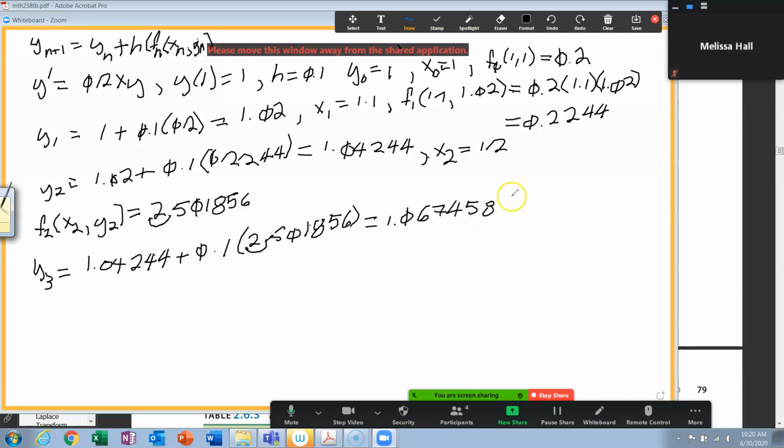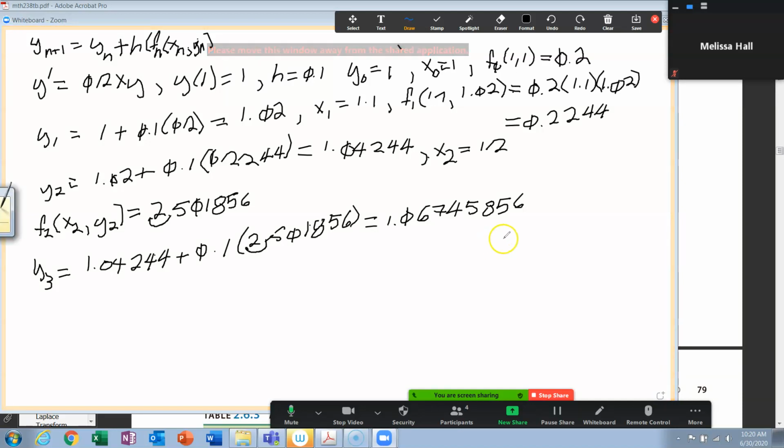It's ridiculous to keep this many digits, but I'm doing it. 56. Okay, in the book they came up with, I'm in the wrong column again, 1.0675. Yeah, okay, so we've got it. So now that we've got our y3, let's go on and do our x3. I like the x's, they're so easy. x3 is 1.3.